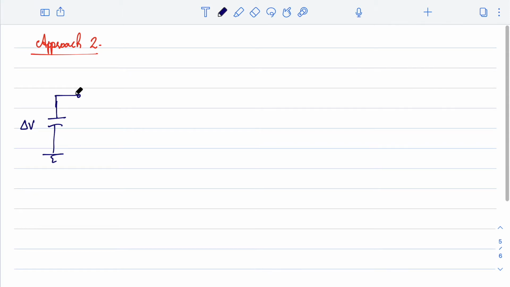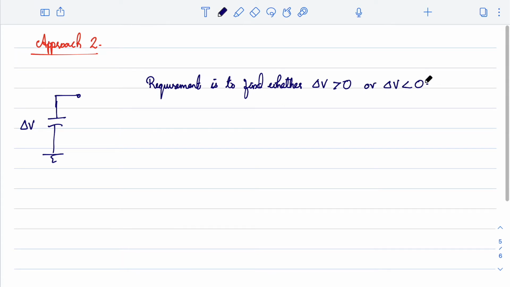So I have delta V. Now the requirement is to find whether this voltage I have across a capacitor is greater than 0. Instead of writing Vref, I am just taking it as 0: delta V greater than 0, or delta V less than 0. This is my requirement, right?